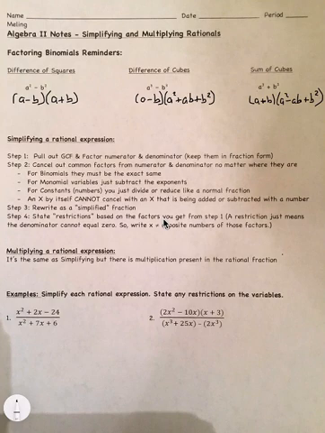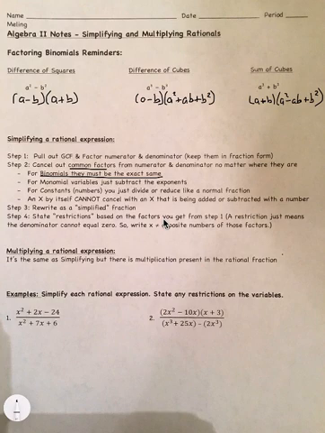So if you're looking at the notes portion, simplify a rational expression. We need to pull out the greatest common factor and then factor our numerator and denominator, keeping them in fraction form. Then we cancel out common factors from the numerator and the denominator, no matter where they are. For binomials, they must be exactly the same. That means x cannot cross out x plus 3. It has to be an x plus 3 and an x plus 3.